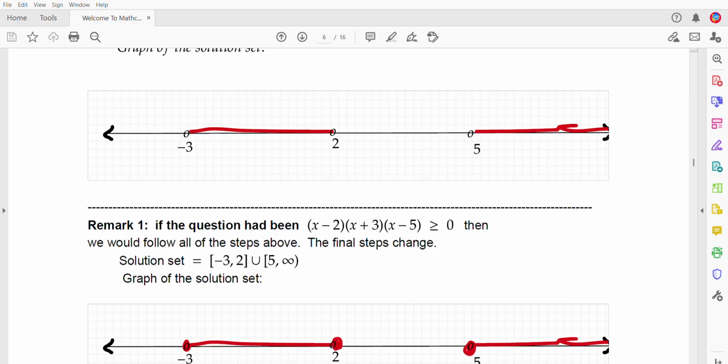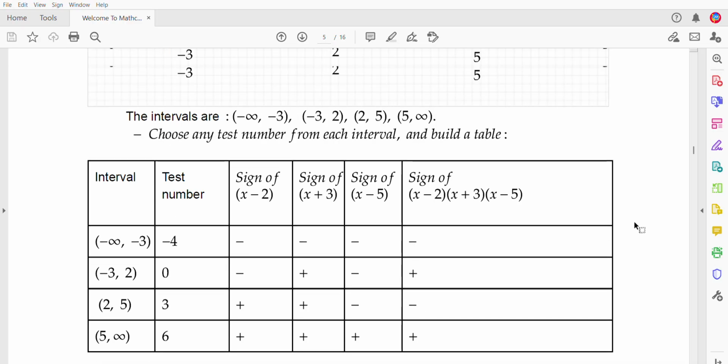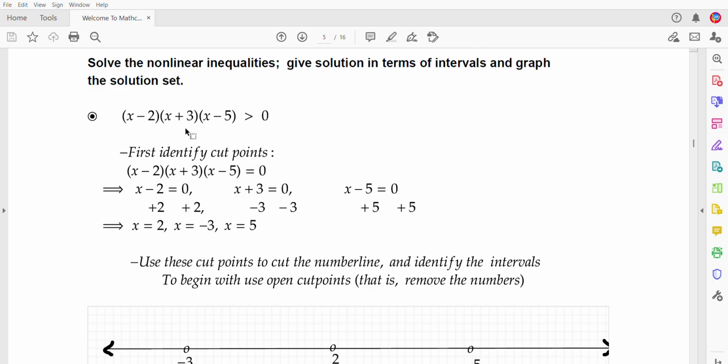Welcome back. So we were working with inequalities. Let's go back to the question we started with. Let's recall how we addressed it. Product of factors greater than 0.